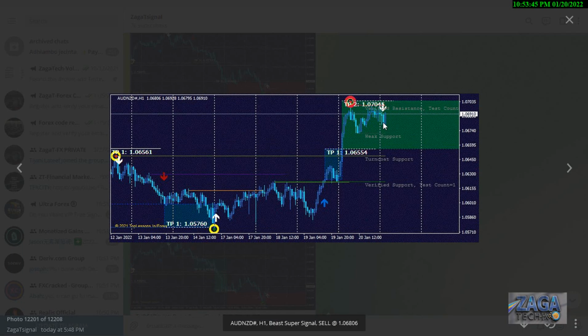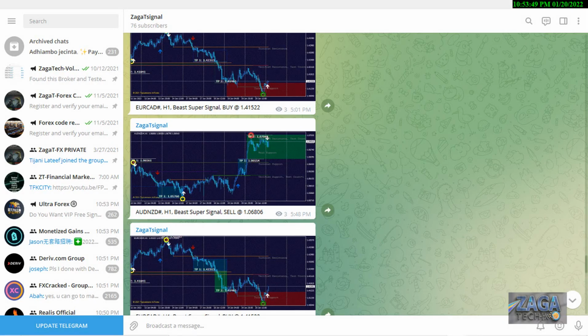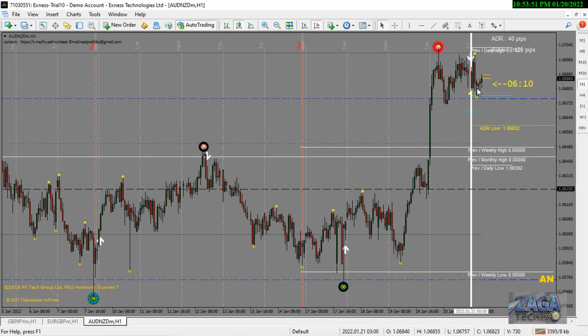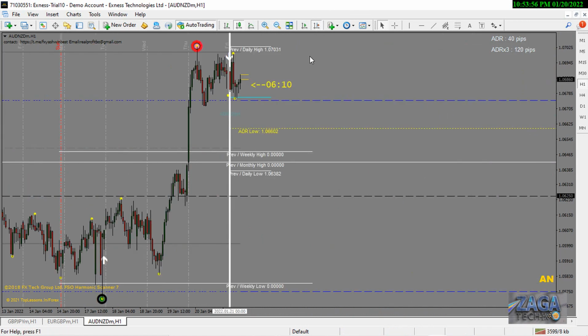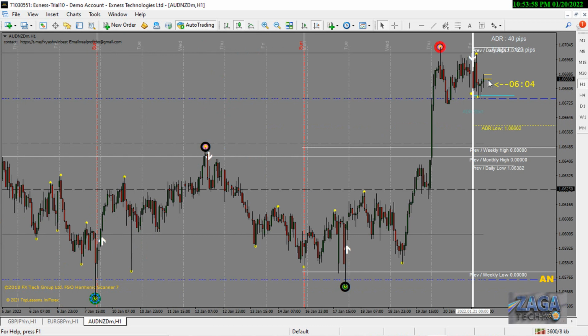The signal appeared on the, there's two railroad candle here, the sell and the buy. Now let's move to the chart, guys. So there it is, guys. And some broker differs. This is Xness. So this is it. This is the sell signal here, right?